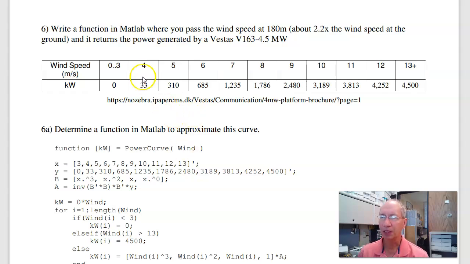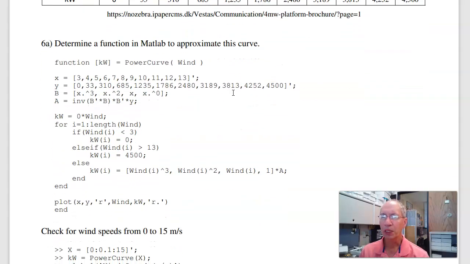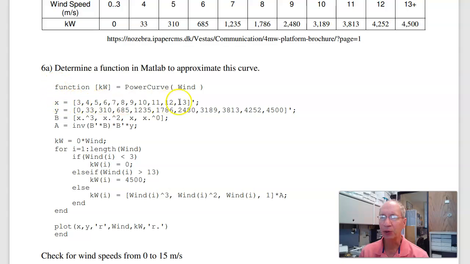Well, this is from the datasheet brochure for a Vestas wind turbine. Come up with a Matlab function that curve fits this. So I tell it the wind speed, it'll spit out kilowatts. One way to do that is to just take the data, throw it in a table. Here's x and y. Let's do a cubic curve fit. My basis is just x cubed, x squared, x and 1. Here's my output. Let's do a least squares curve fit. And just like before, that's inverse of B transpose B, B transpose y. Those are my constants.